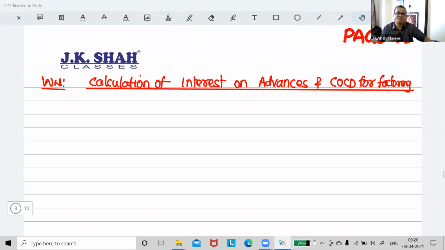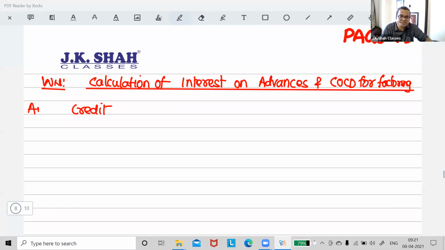Pay attention. First, gathering a few basic details. How much is our annual credit sale? Our annual credit sale is 90 lakh. Correct, friends?